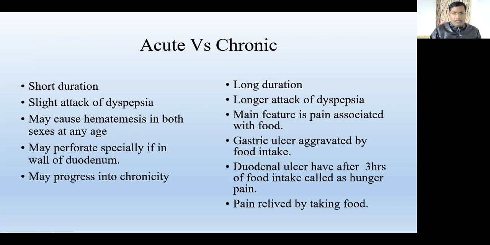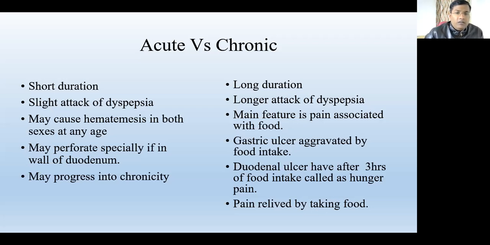Now we have a comparison between acute and chronic ulcers. As the name suggests, acute ulcers usually have a shorter duration, while chronic ones must give a long history, more than 3 months, 6 months. Patients with acute ulcers have a slight attack of dyspepsia, meaning only little nausea, indigestion and vomiting, while patients with a chronic peptic ulcer have a long history of dyspepsia.